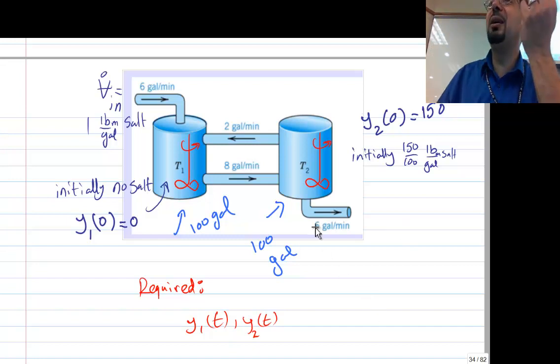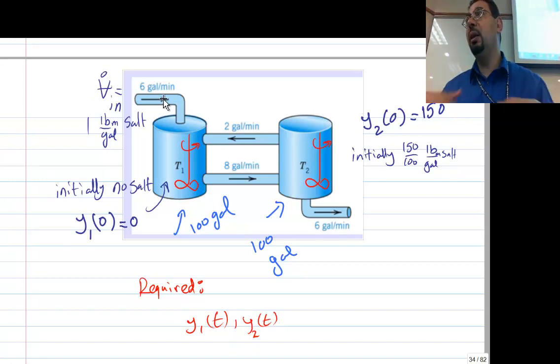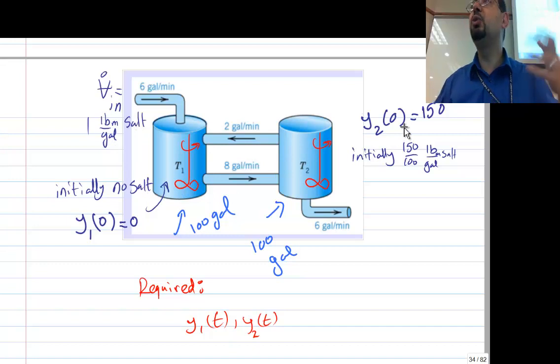Why 100? Because the concentration coming in will dominate everywhere, right? At t infinity, the memory of the system will be lost. Whatever comes in here will basically be the value everywhere. What's the concentration? 1 pound per gallon. Why? That's why I was asking you a question. How many pounds of salt are in this tank? Because it's 100 gallons, it's 100.